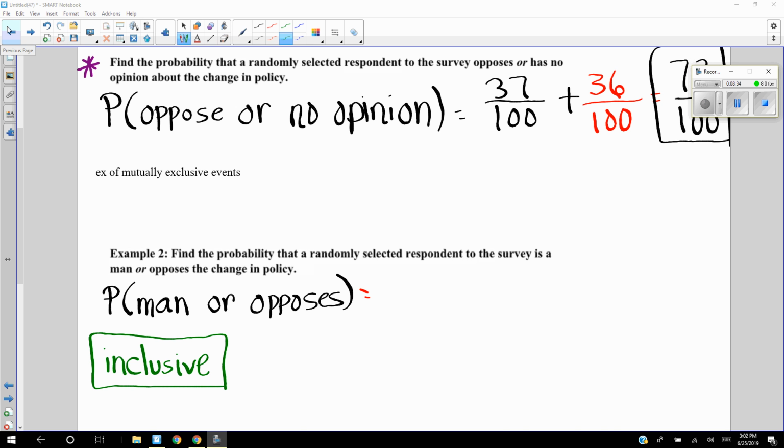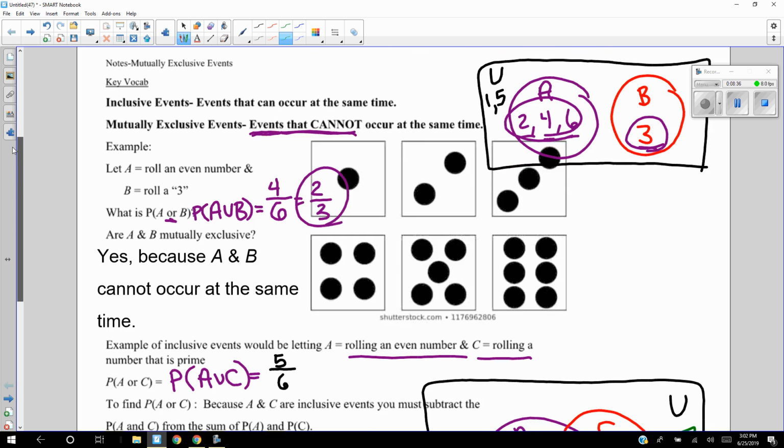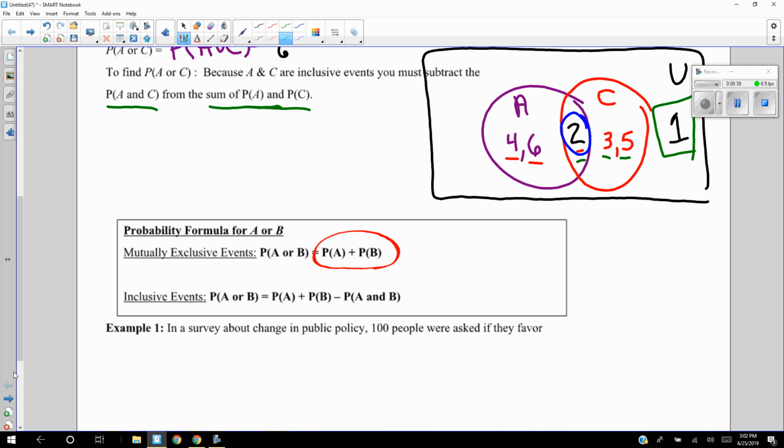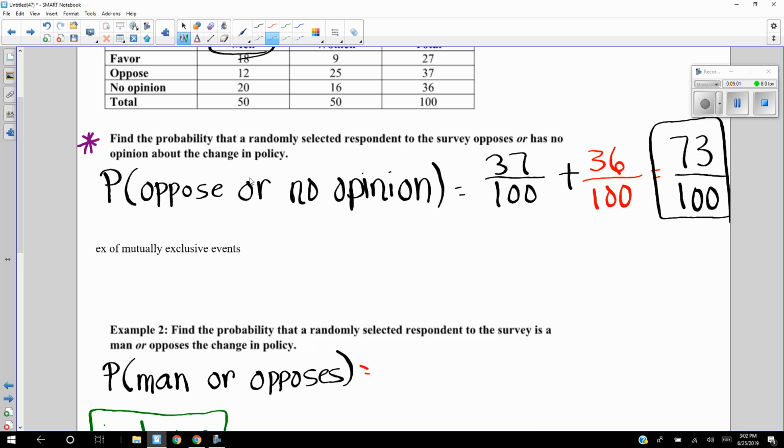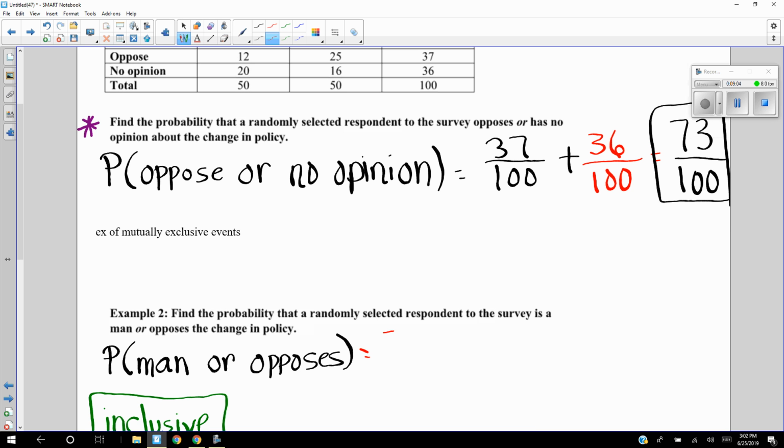So since this is inclusive, let's go back and look at the formula. The formula when it's inclusive, down here at the bottom: we're going to add the probabilities together just like we did for mutually exclusive, but then we're going to subtract where they intersect. So first, let's calculate the probability of a randomly selected respondent being a man. Well, there's 50 total men, and there's 50 total women, so there's a 50 out of 100 chance of it being a man.